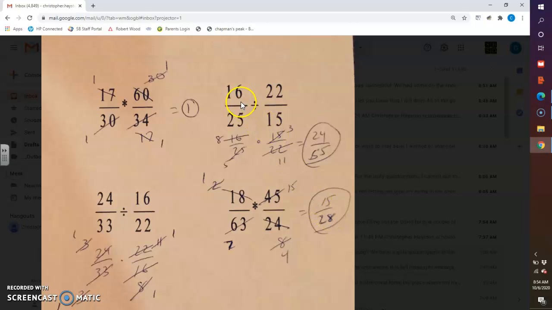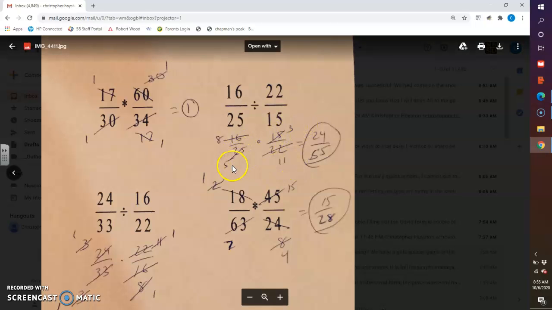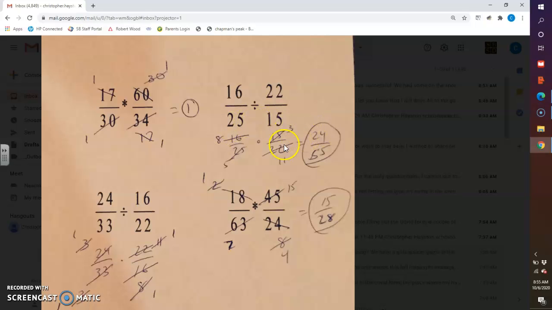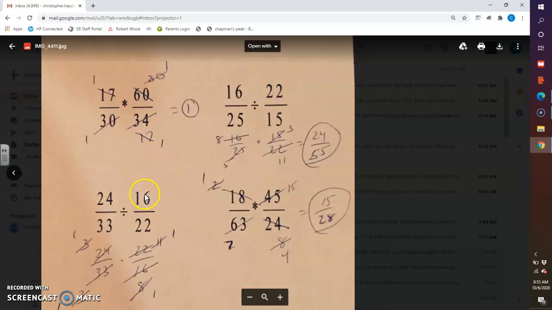With division, it's multiplication. We just flip that second fraction first. Flip the second fraction before we reduce anything. You can't reduce these given fractions. But if I divide these both by 2, we get 8 and we get 11. I divide these both by 5, I get 3 and I get 5. 8 times 3 is 24. 5 times 11 is 55. We always finish by multiplying across.